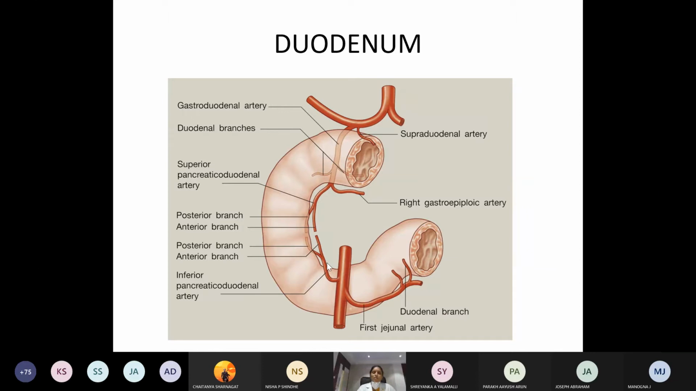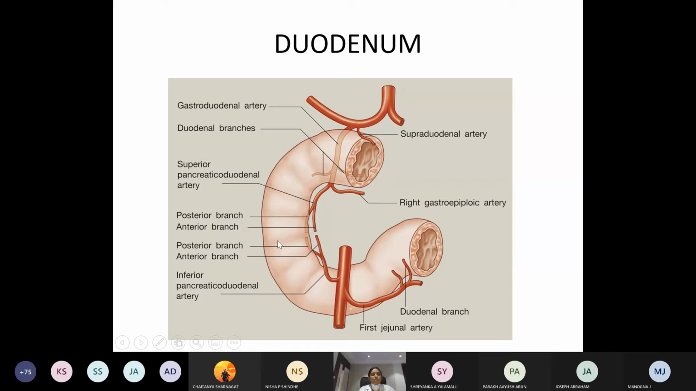As I told you, the duodenum develops from the foregut and also the midgut. Remember this, it develops from the foregut as well as from the midgut. That means it has to be supplied by two arteries, the artery of the foregut and the artery of the midgut. So the celiac trunk and superior mesenteric artery both supply the duodenum. Where is the demarcation? It will be 10 centimeters distal to the pyloric end of the stomach.